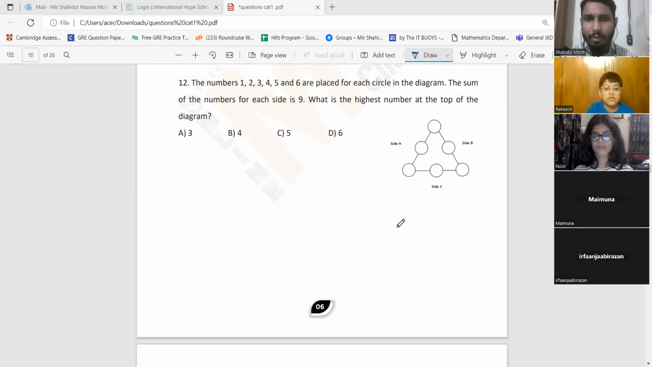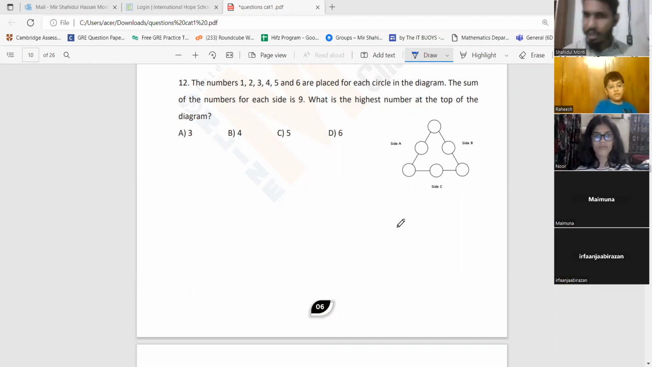The numbers 1, 2, 3, 4, 5, 6 are placed in each circle in the diagram. The sum of the numbers on each side is 9. What is the highest number at the top of the diagram?